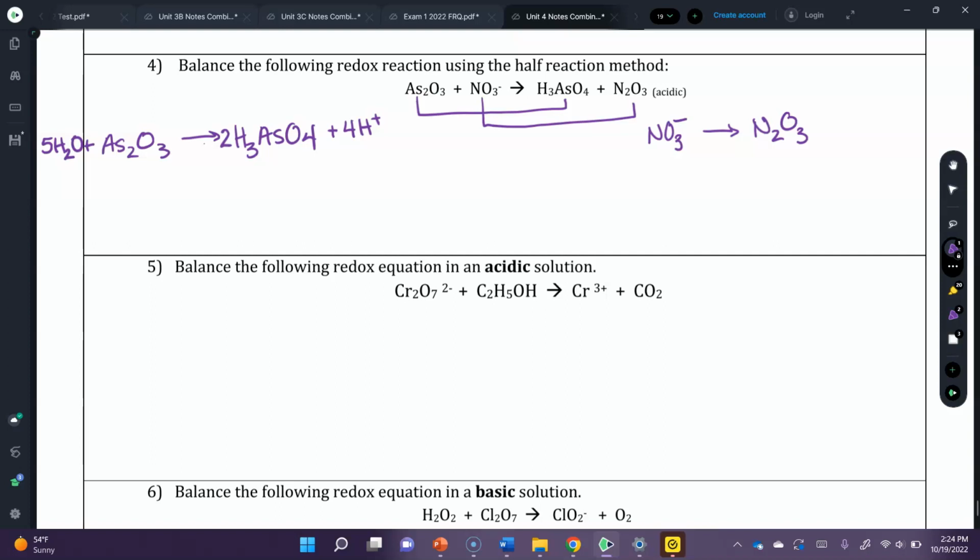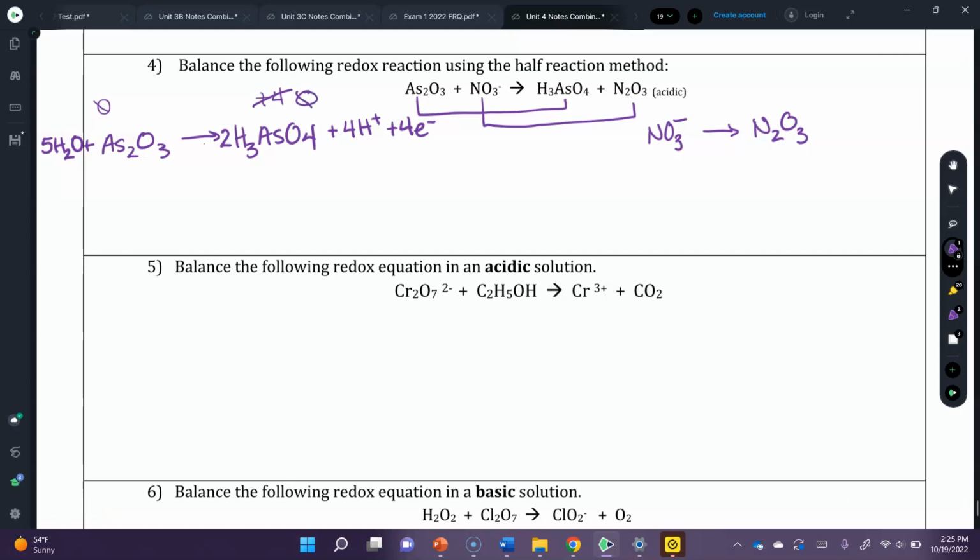Looking at both of these, I see, okay, all of my atoms are balanced, but my charge is not. After I balance all of the atoms, you then must balance charge by adding electrons to the more positive side to make them both equal. I see my overall charge on the reactant side is 0, and on the product side it is 4. So I'm going to add enough electrons to get me to 0, which would be 4 electrons. And that would then bring this to 0.